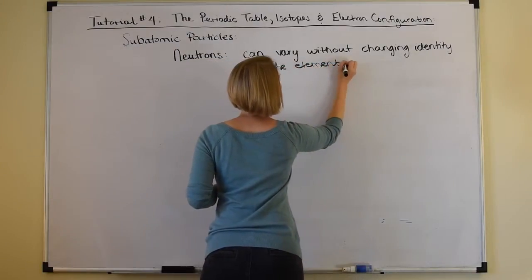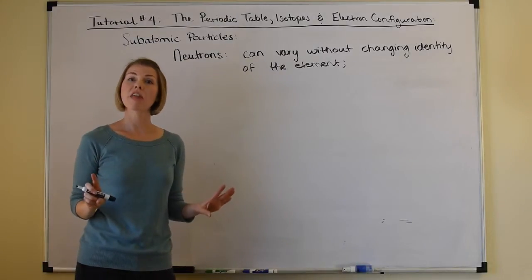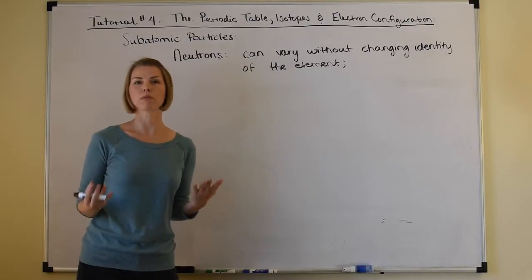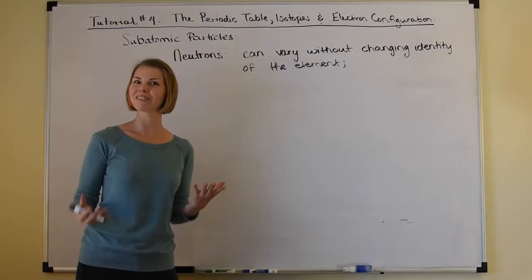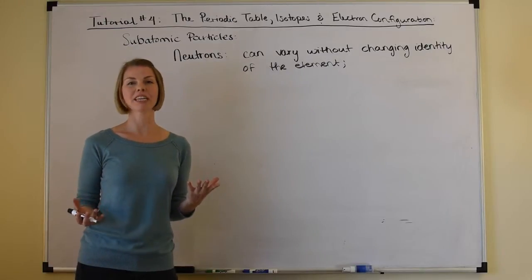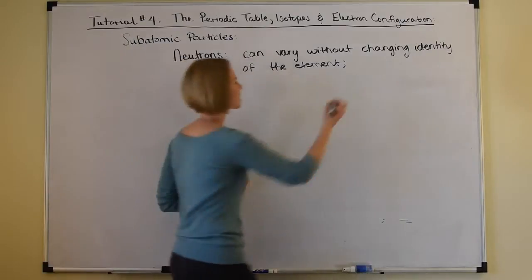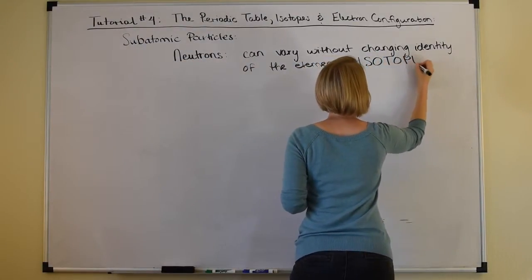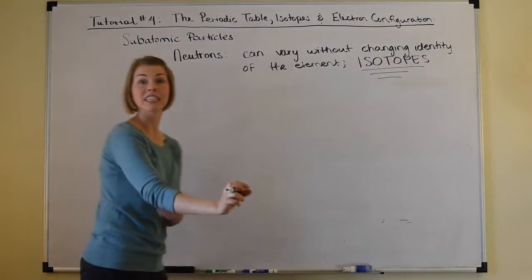We call atoms of the same element that have different numbers of neutrons and therefore different masses, because remember neutrons have a mass of 1 AMU, so the more neutrons in the atom, the heavier it's going to be. We call those atoms isotopes. So again, some new terminology today.